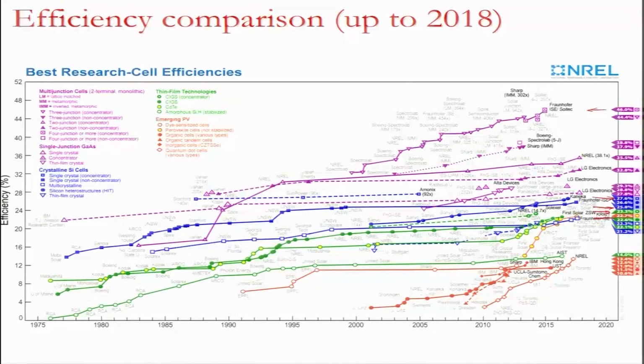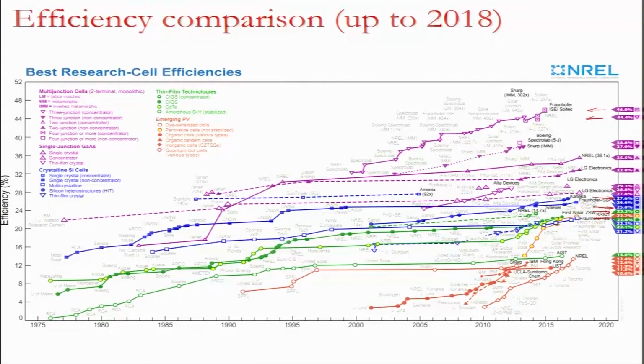Then we have 44.4%, which is in triple junction concentrator. So this is for triple junction. And then we have various other concentrator technologies, as you can see on the left here. So you can see here in the summary, the concentrator technology leads the efficiency chart right now, which is the multi-junction technology, which uses more than one junction. And then we have silicon, perovskite, and then we have thin film PVs, and then we have a lot of other emerging PVs.